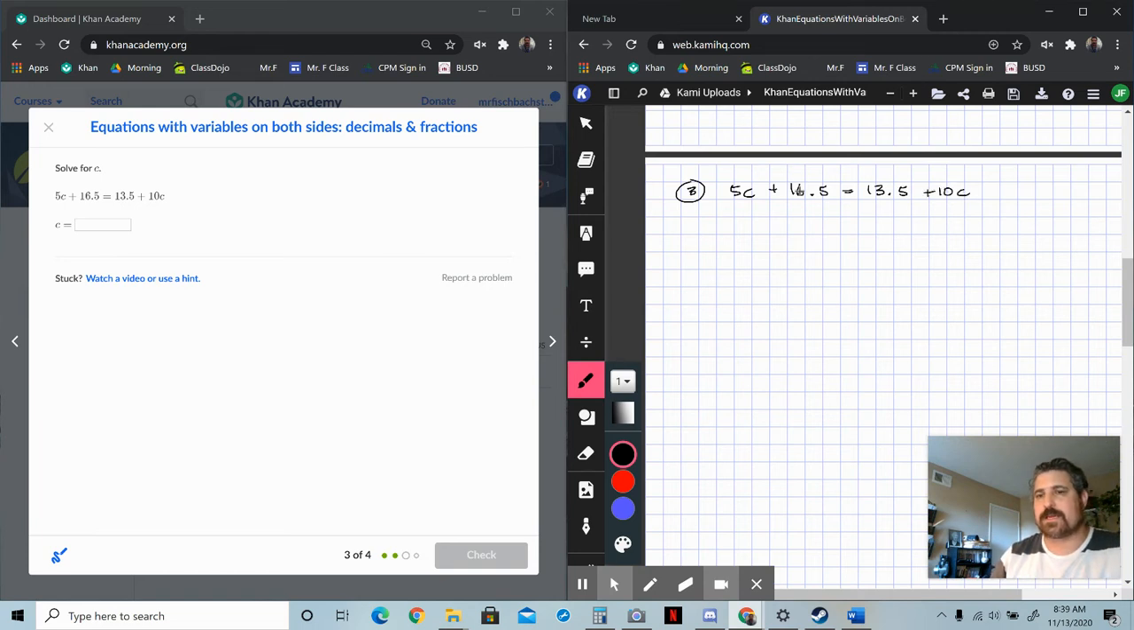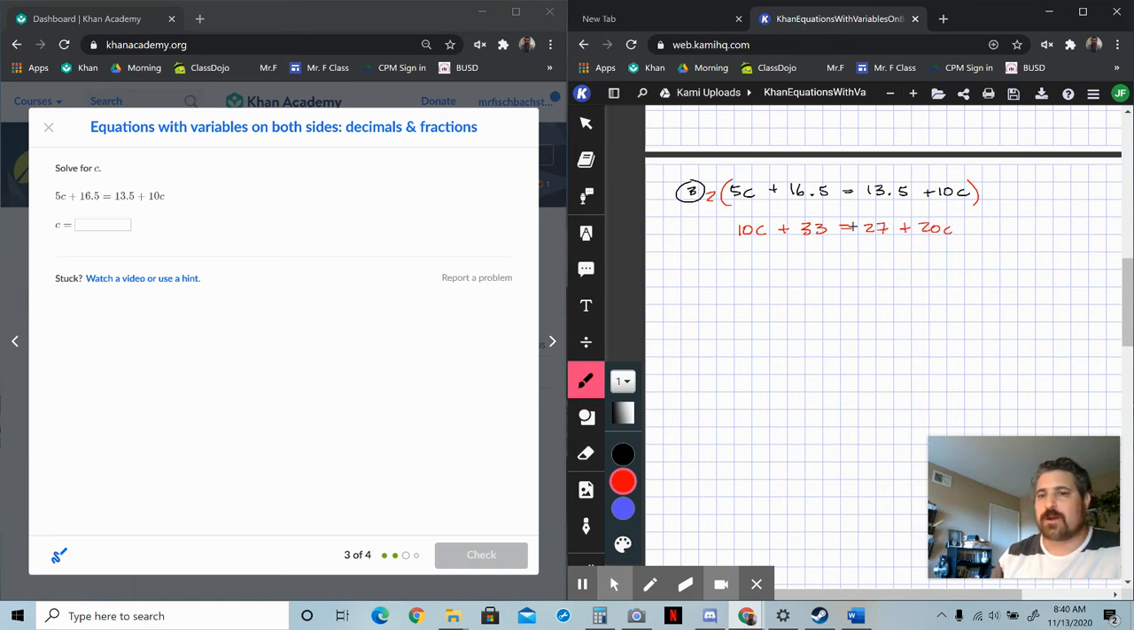Now in this case, you could multiply everything by 10, but I think it actually works easier just to multiply everything by 2, right? Because these are both halves, right? 5/10 is half. So you might as well just double everything. You double everything, you're going to get rid of all your decimals, and then we're good to go. So I would just multiply everything by 2. 2 times 5c is 10c. 2 times 16.5 is going to be 32 plus 1, which is 33. 2 times 13.5 is going to be 26 plus 1, which is 27. And 2 times 10c is plus 20c.